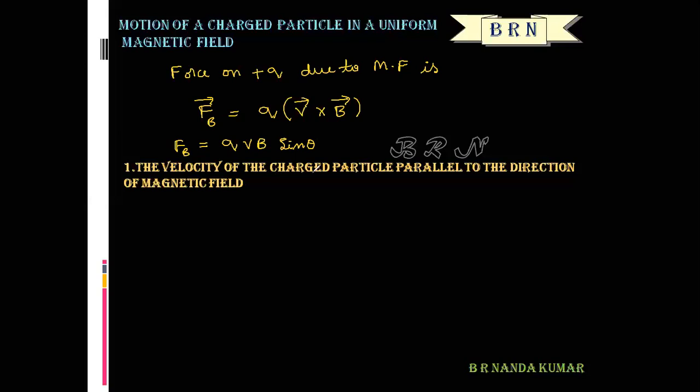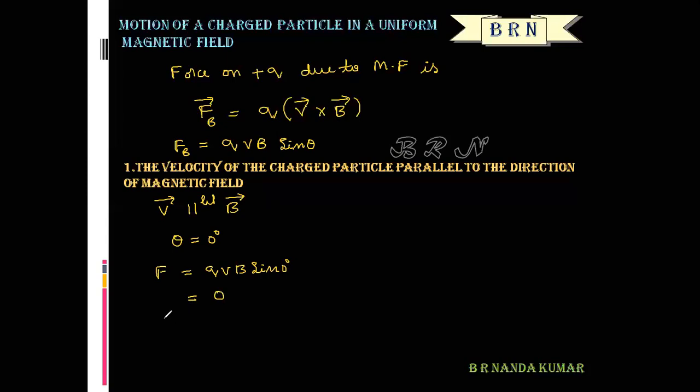Consider the velocity of the charged particle parallel to the direction of the magnetic field. That means V vector is parallel to the direction of the magnetic field. So what is the value of theta? Theta is equal to 0 degrees. In this case the force acting on the charged particle is QVB sine 0. Sine 0 is 0, and 0 times anything is 0. So the force acting on the charged particle is 0.